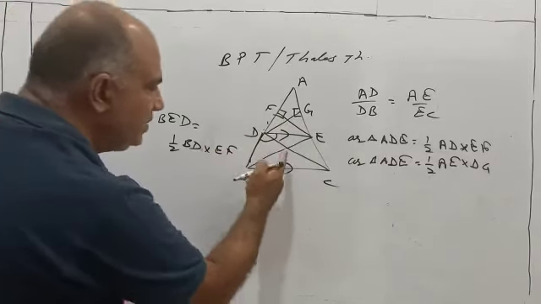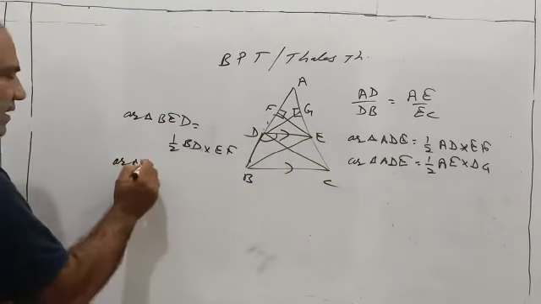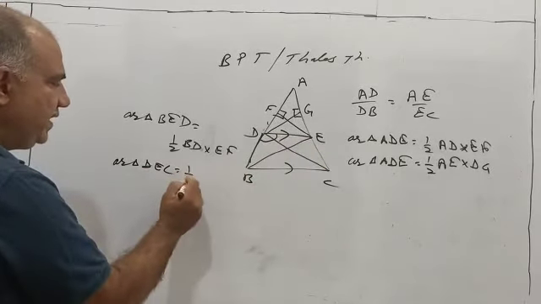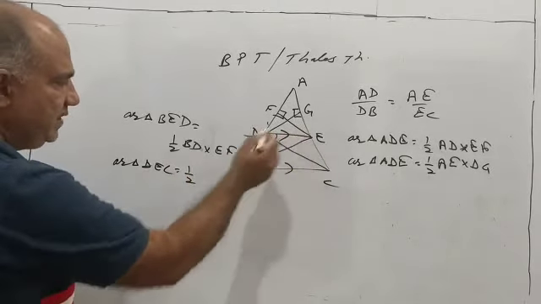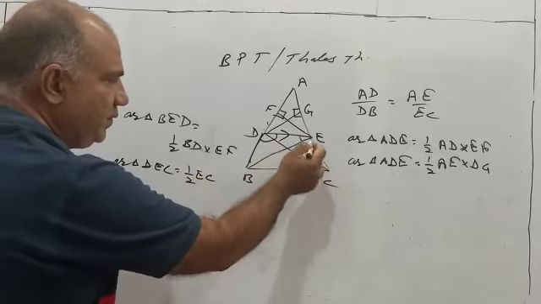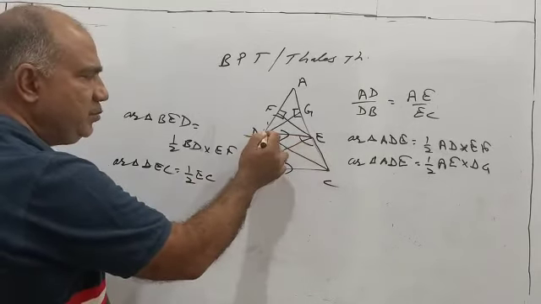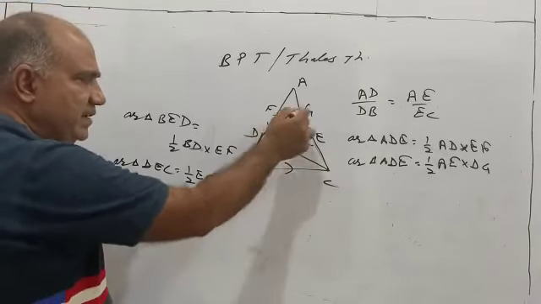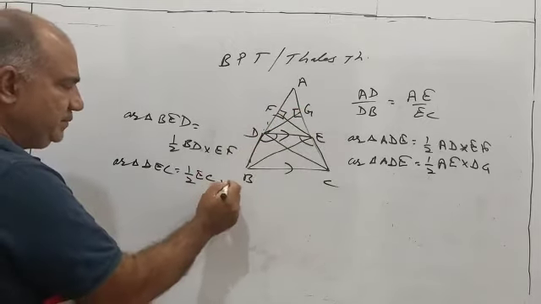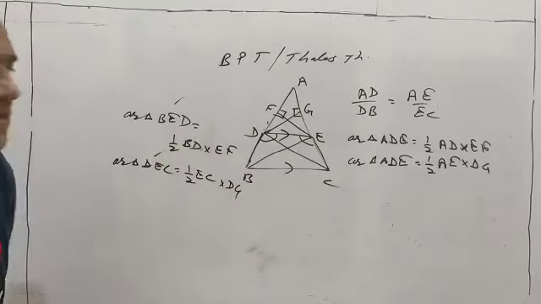Similarly, I will also find out the area of this triangle, that is DEC. For this I will take half into EC as base, and once again it is an obtuse angle triangle, and for this triangle DEC, for its base EC, the altitude lies outside the triangle, and that is DG. So I will write half into EC into DG. This is the area of this, and this is the area of this.